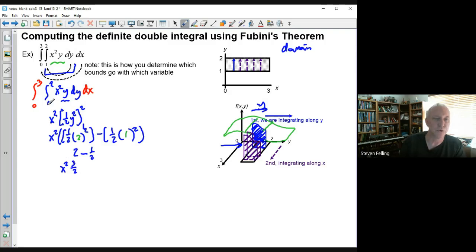That's the result of the blue integral using the fundamental theorem of calculus. So we didn't have to use rectangles. We could just do the antiderivative and plug in the way we normally would.